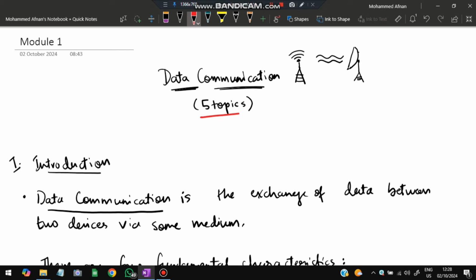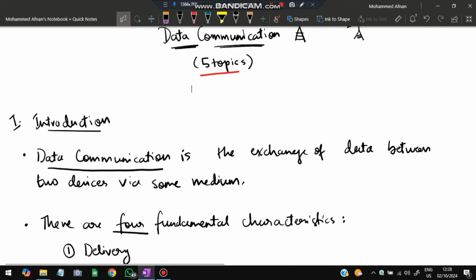The first topic is introduction. Let us get started with the term data communication. What is data? Data is some information which is present digitally, and communication means transferring from one point to another point, right? That is what is called communication. So data communication is the exchange of data between two devices via some medium. There is a medium through which we'll be transferring the data from sender to receiver. That is called data communication.